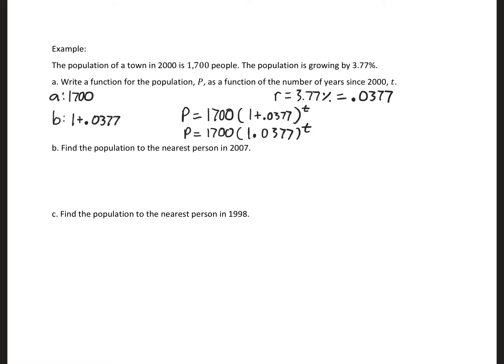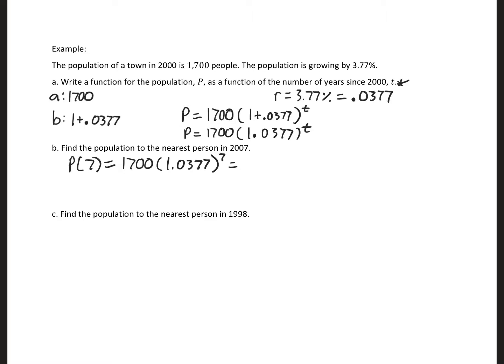So let's find the population in 2007. So note again up here that T is years since 2000. So if I want to know the population in 2007, that's 7 years since 2000, so we're going to plug in 7. P of 7 equals 1,700 times 1.0377, and T is 7, so this is to the 7th power.